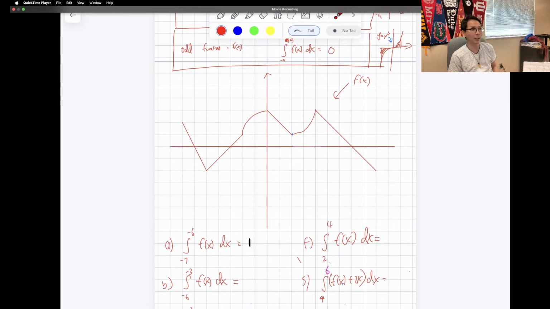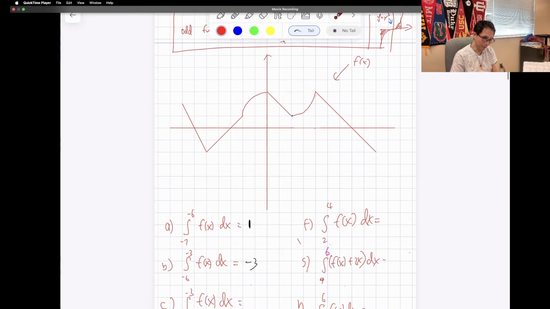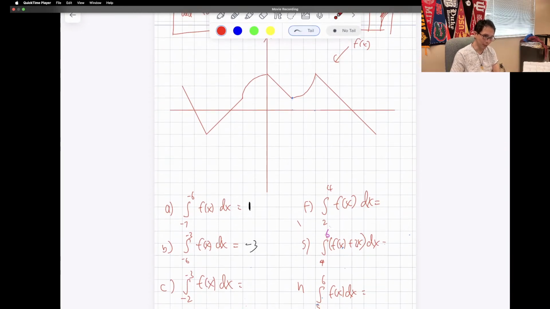Okay, so it is -3. The reason being is it's below the x-axis, and this has a base of 3. The height is 2, so it's 3 times 2 times half, so it's -3. Okay, good job so far. So how about C, the integral from -2 to -3 of f of x dx?